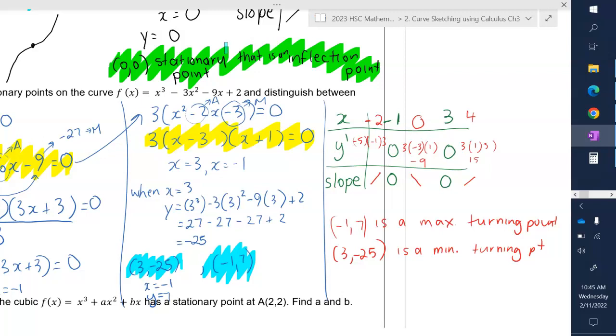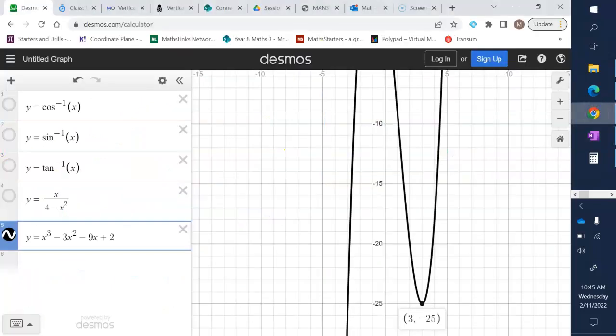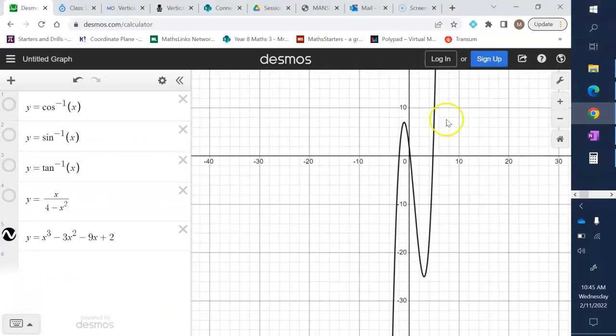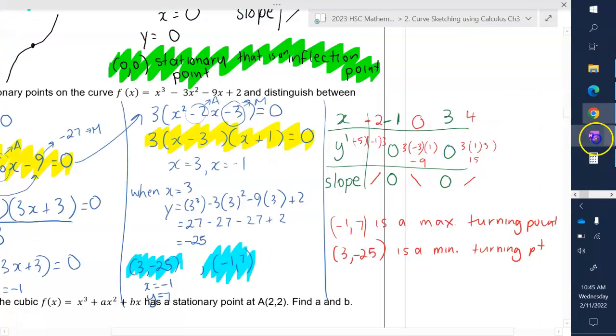So I need to write that down because that's what the question's asked me. (-1, 7) is a maximum turning point because it goes in this direction like this. And (3, -25) is a minimum. I've just popped that into Desmos for us to have a look at. There we go. I'll zoom in there. There's our two stationary points. Our first one up here is (-1, 7) and our second one is (3, -25). So as I move along that curve, I've got a maximum and I've got a minimum, which is what I think we had over here, a maximum and then a minimum.